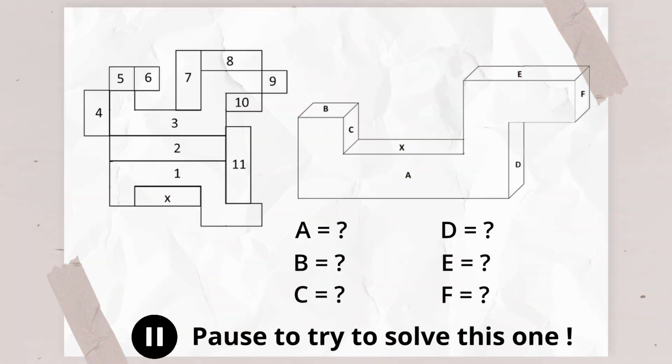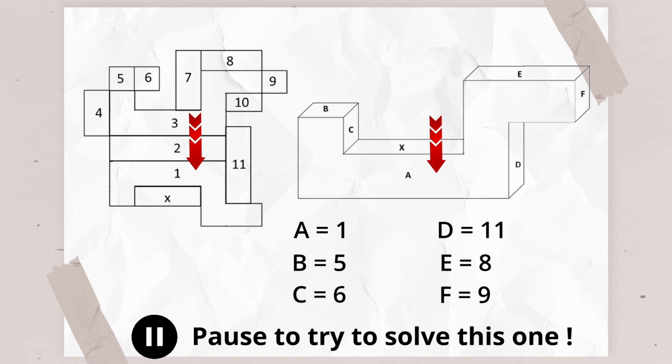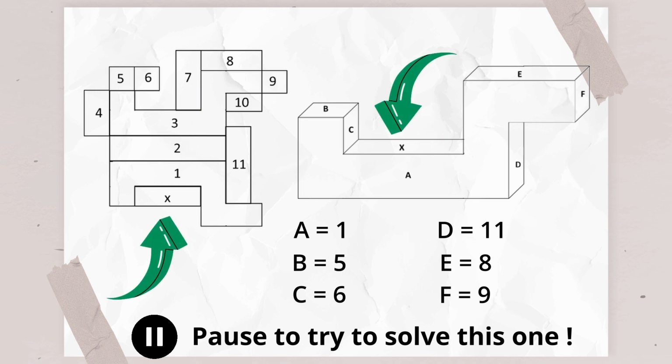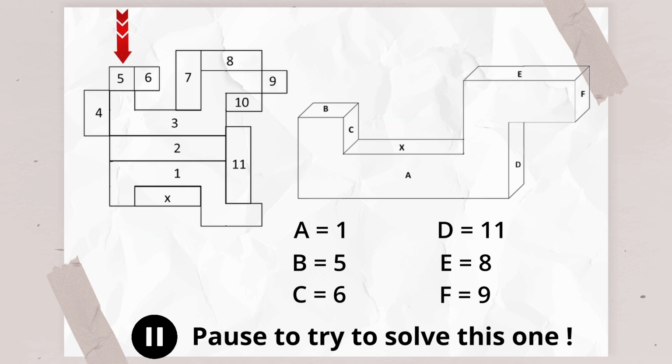Now let's try a tougher question. Ready for the answers? Let's break it down. First, locate the X as a reference point and place the other numbers accordingly. Looking at the shape, you will see that side 1 rolls up and becomes the front side of the 3D shape. On the folded form, side 2 becomes the base of the shape. Now fold side X over the shape. Folding side 5 over the top and side 6 downwards means that B equals 5 and C equals 6. The rest of the sides can then be completed with D equals 11, E equals 8, and F equals 9.